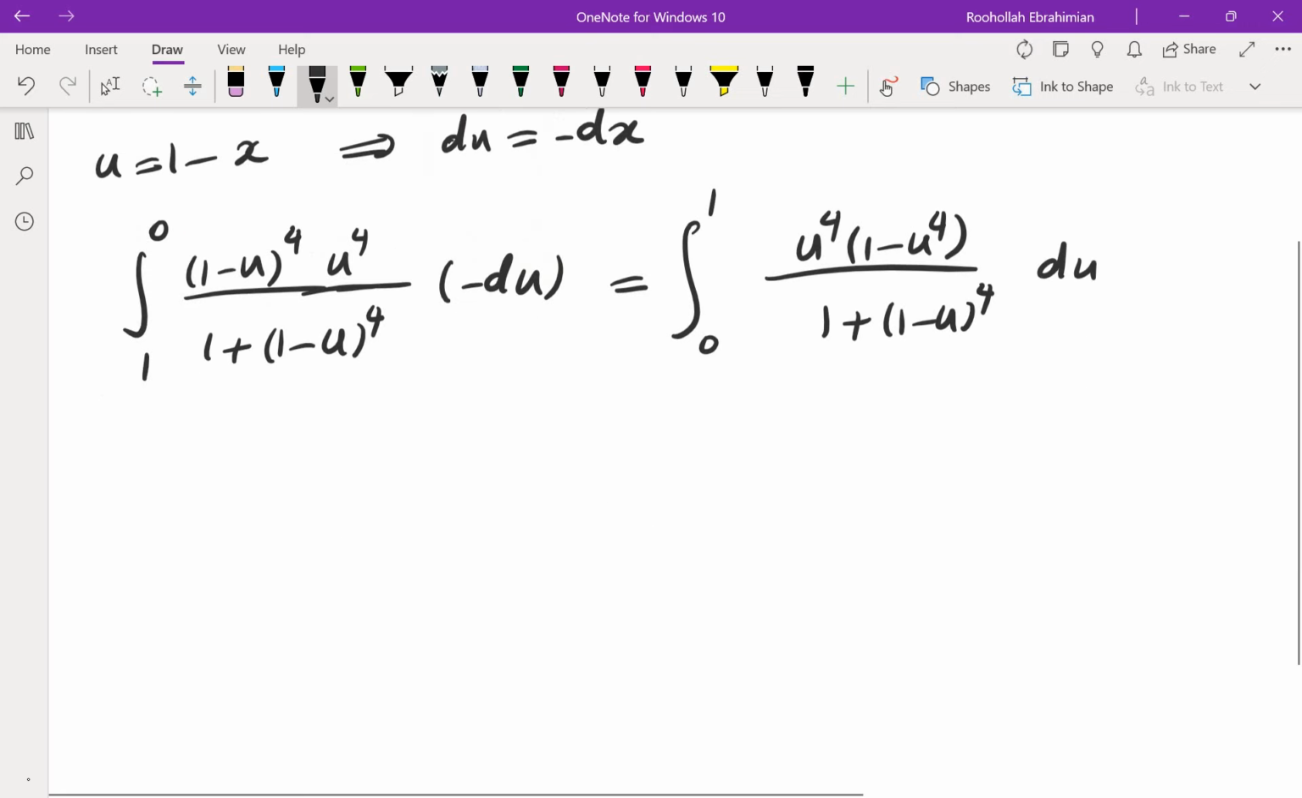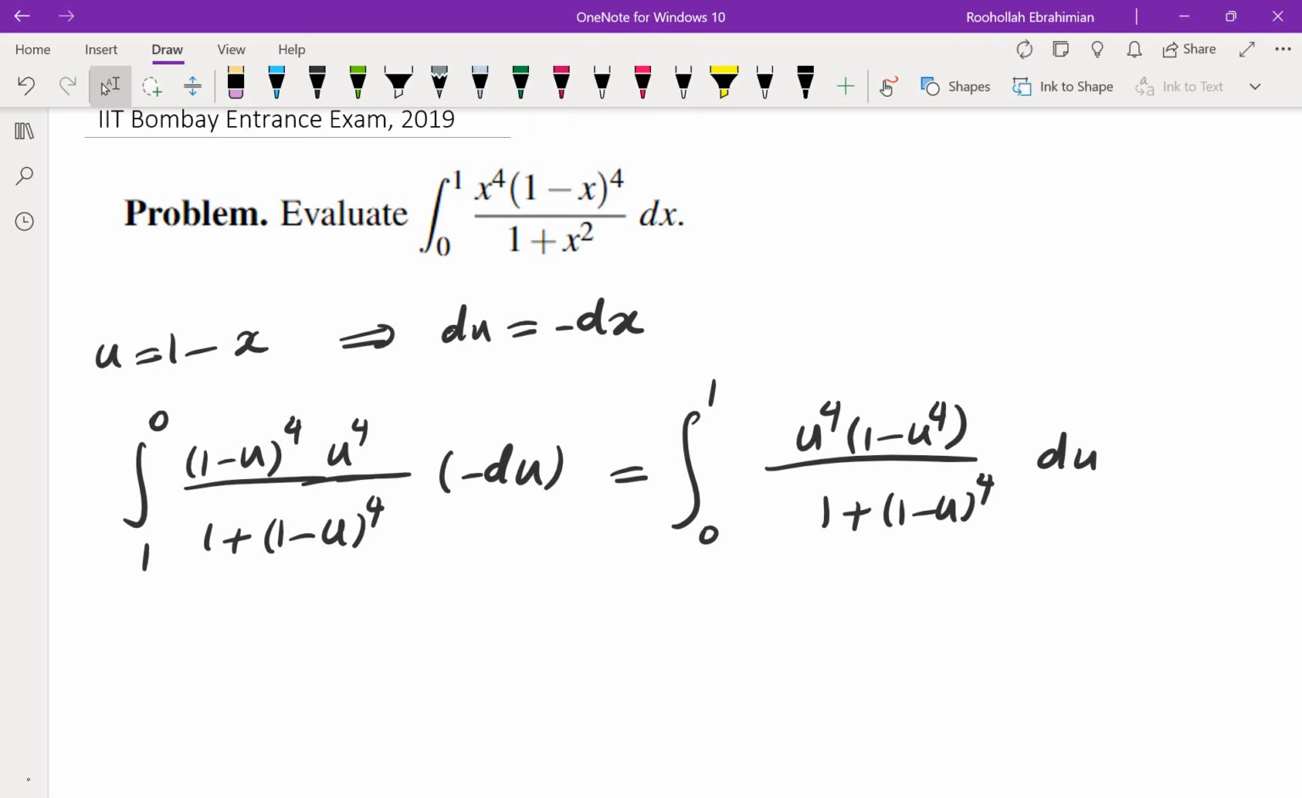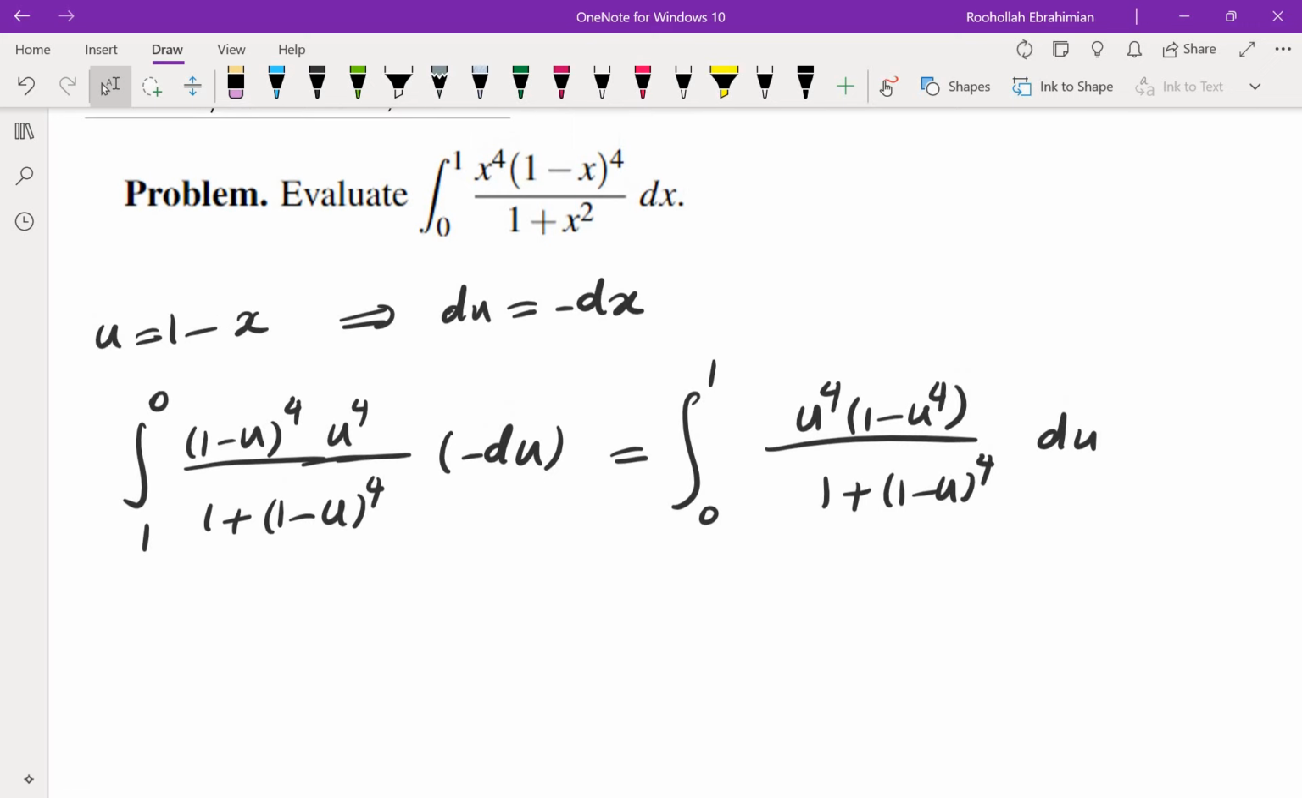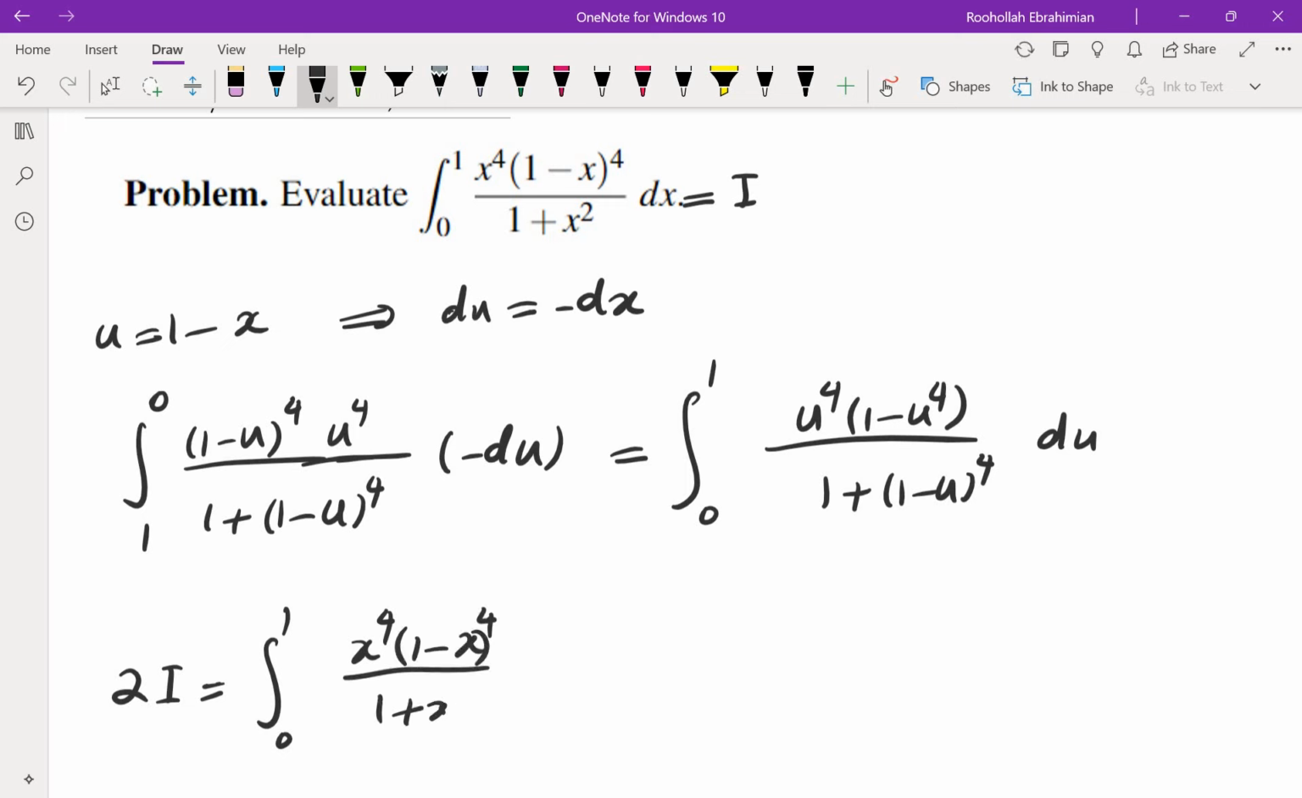Okay, so now oftentimes what happens is that when we add these two, if I call this integral I, twice I would be the sum of these two integrals: the integral from 0 to 1 of x to the fourth (1 minus x) to the fourth over 1 plus x squared, and x to the fourth (1 minus x) to the fourth over 1 plus (1 minus x) squared, and this would actually have to be squared here, dx.